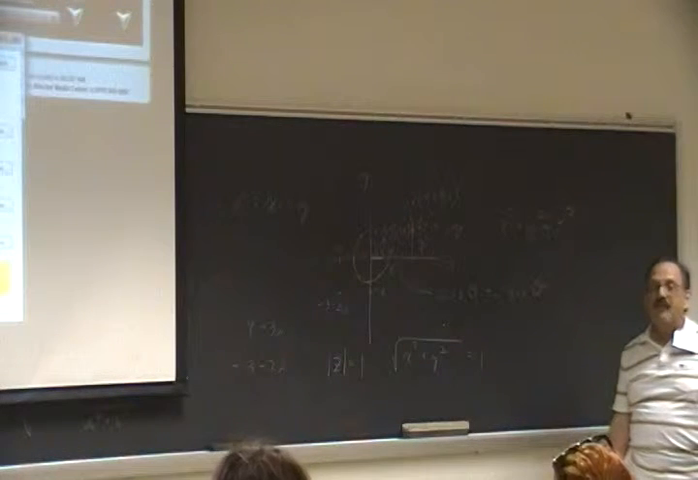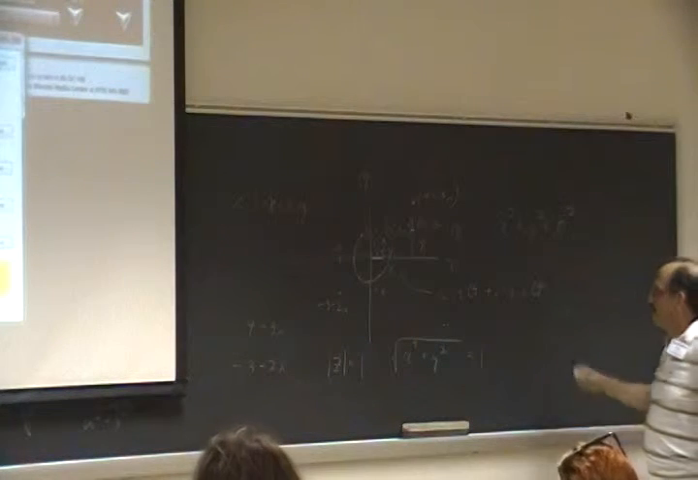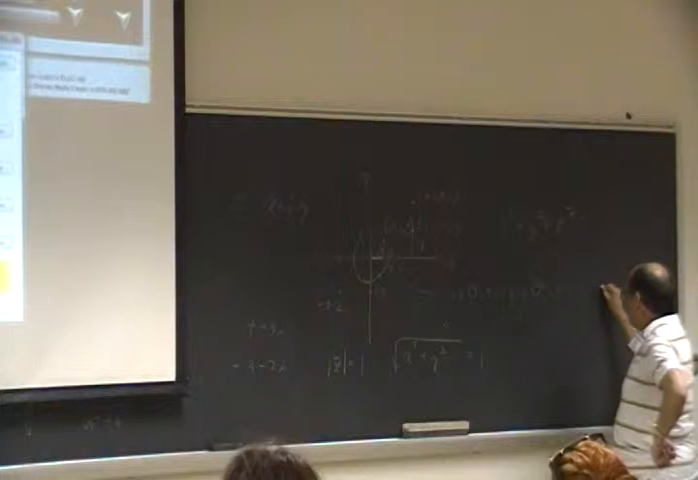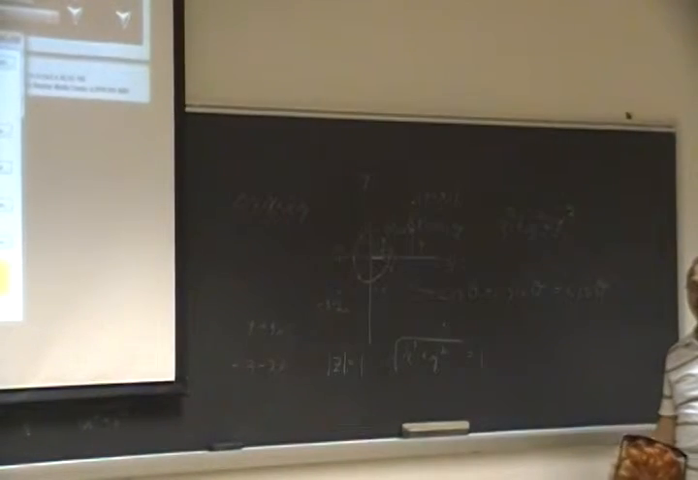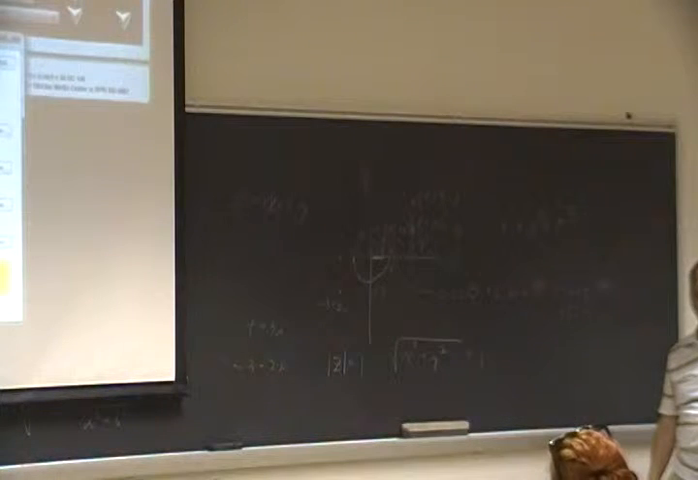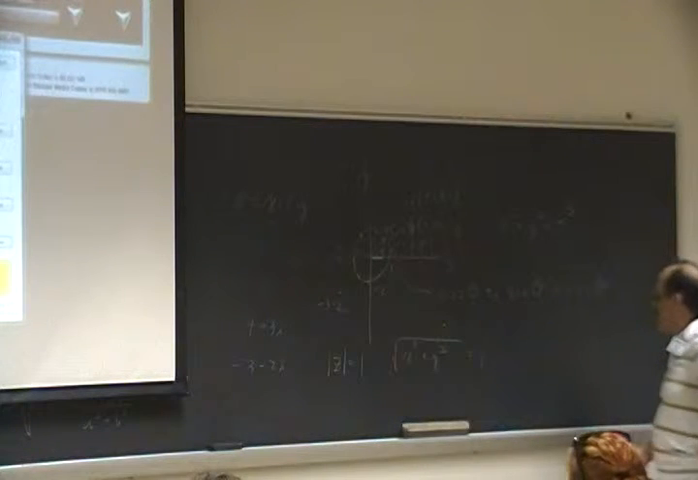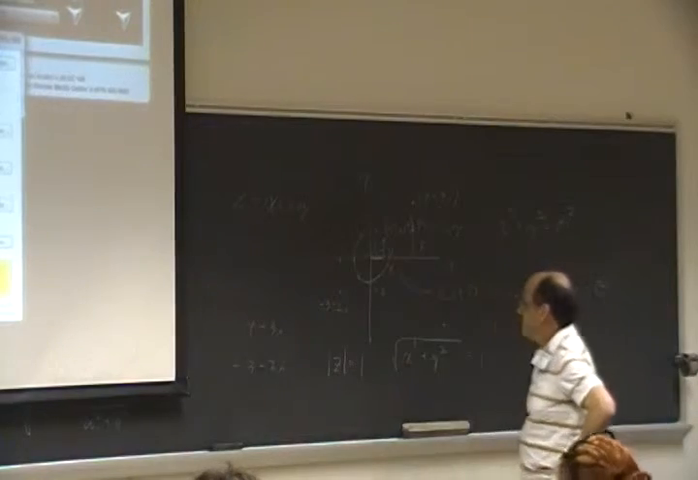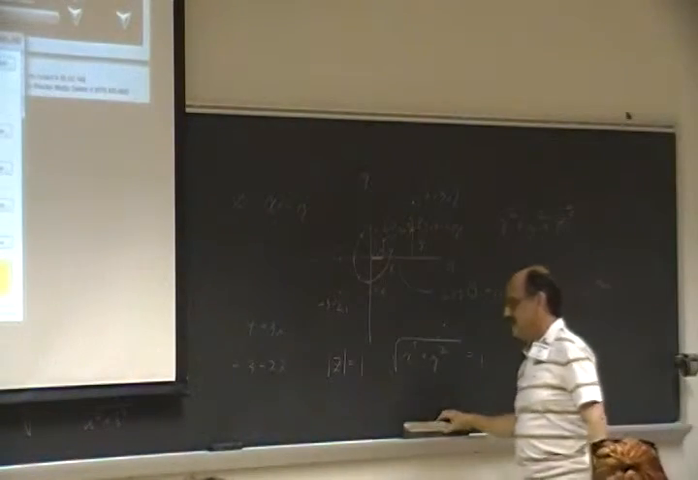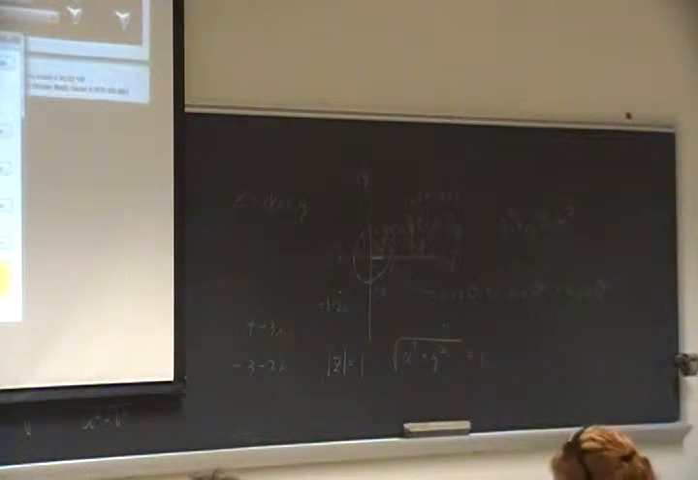Okay? That occurs so often that we give it a new name: cis theta. Cosine plus i sine is abbreviated cis. So cis theta means cosine of theta plus i times the sine of theta. That is a complex number whose length is 1. We should check it. So we'll come over here and do that.